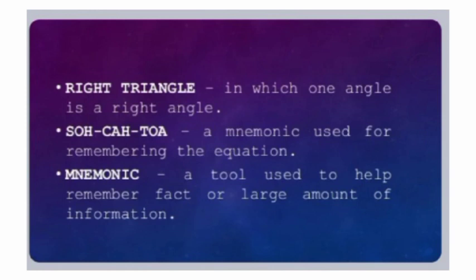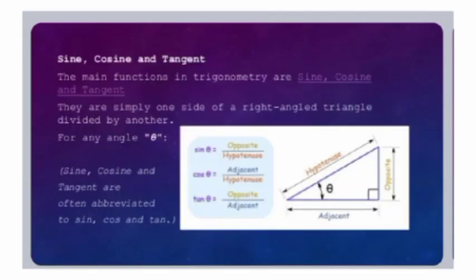SOHCAHTOA, a mnemonic used for remembering the equations. Mnemonic, a tool used to help remember facts or a large amount of information. Sine, cosine, and tangent. The main functions in trigonometry are sine, cosine, and tangent. They are simply one side of a right angle triangle divided by another, for any angle theta.